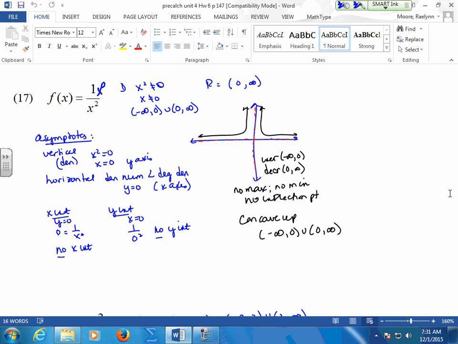So we have a y-axis and we have an x-axis here. This is your increasing part, and this is also a concave up. This is your decreasing part, and this is also a concave up. Again, you have no max or no min. You had no zeros in your numerator, so you have no x-intercept. And you had no y-intercept. Good?